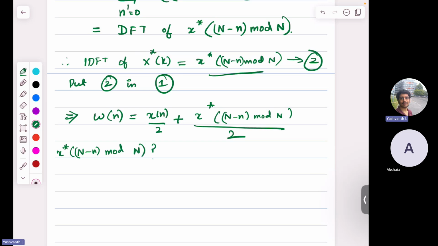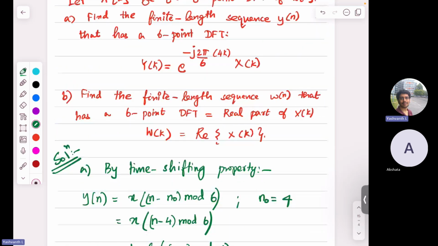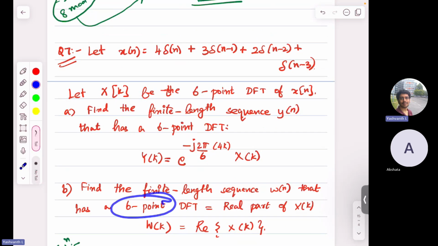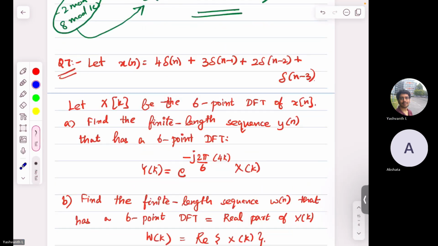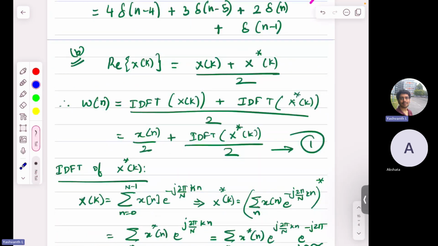Here, what is N? Capital N is given to be 6 point. We also know what x of n is: 4 delta of n, 3 delta of n minus 1, 2 delta of n minus 2, plus delta of n minus 3. So that is basically x of n.